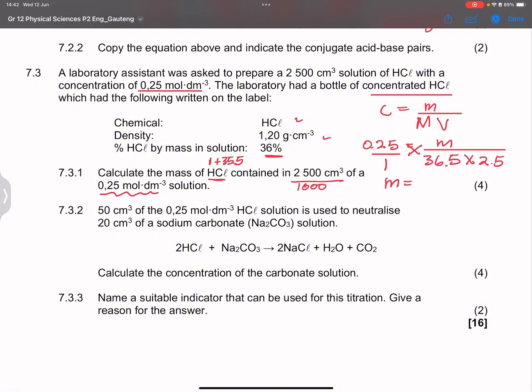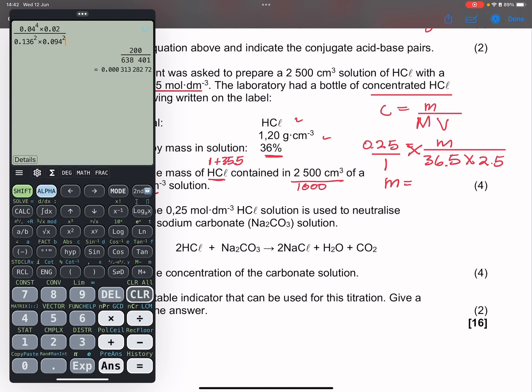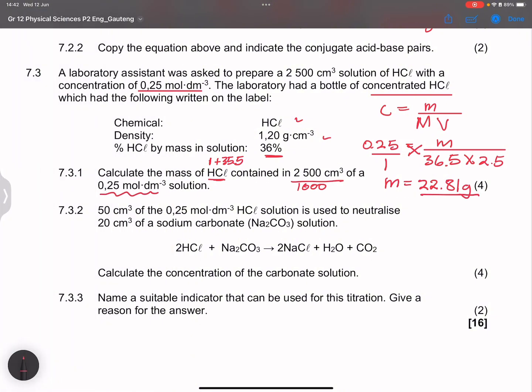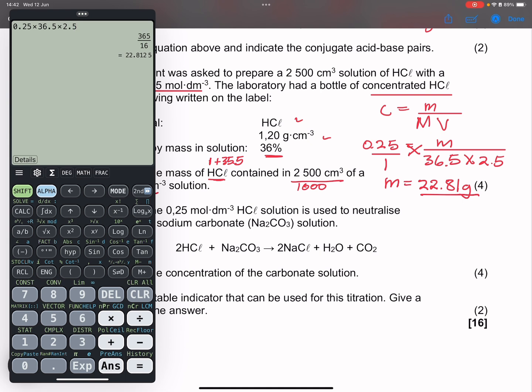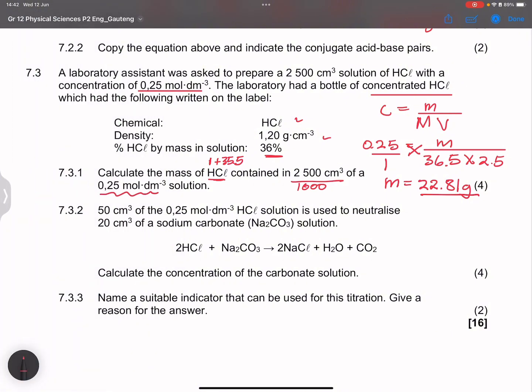Okay, so let's find that answer there. So that's 0.25 times 36.5 times 2.5. And I get a mass of 22.81 grams. Okay, please confirm if you get the same value. Right, but that is the value that I actually obtained in this case. Right. Of course, given that answer, there's a 5 there. I'm actually going to keep it as 22.81.